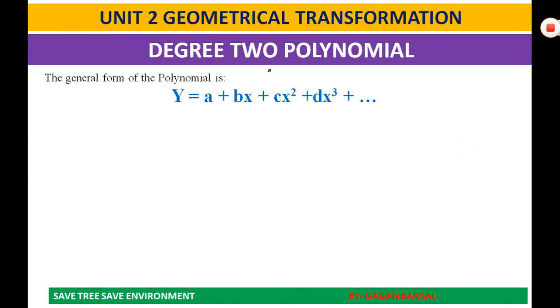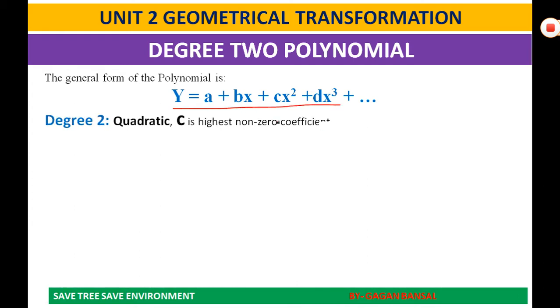Second is the degree 2 polynomial. The general form of the polynomial is the same, y equals a plus bx plus cx square plus dx cube and so on. Degree 2 is known as the quadratic polynomial equation. Here c is the highest non-zero coefficient. What does it mean? That we have a polynomial of degree 2.